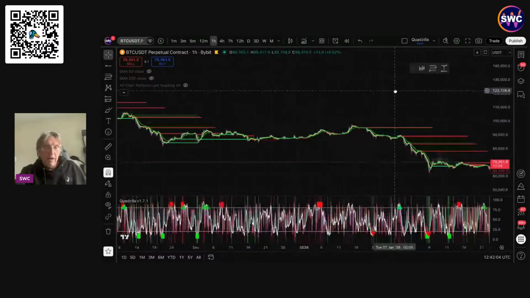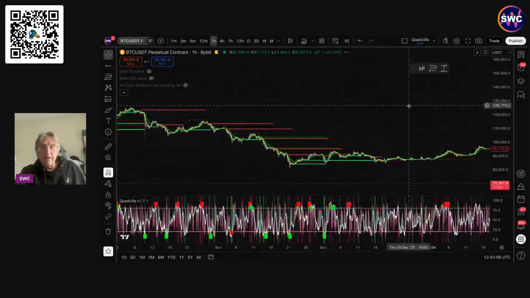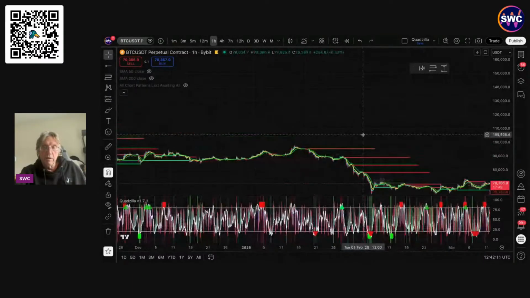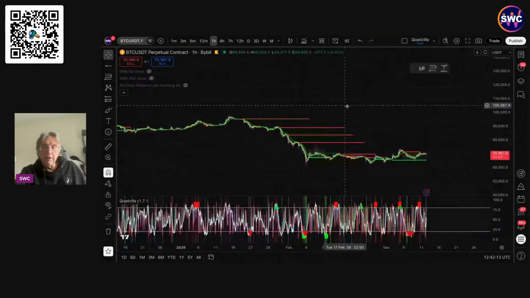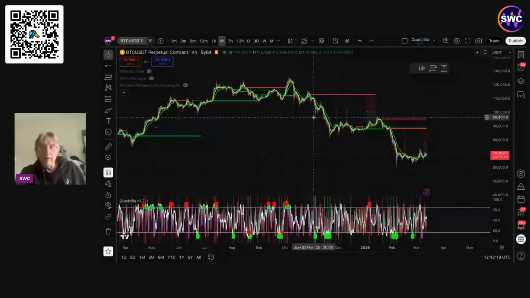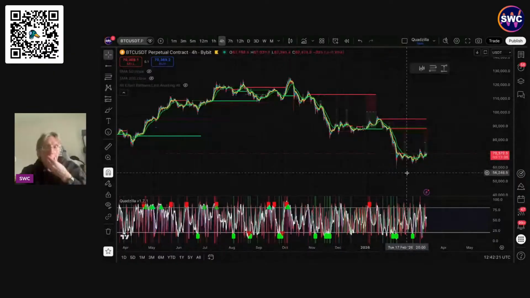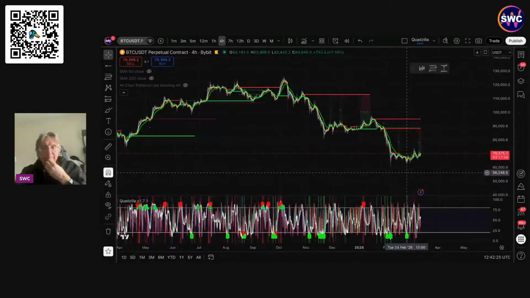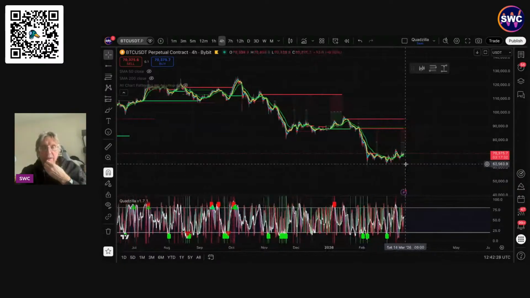So yeah, you can see as the price has been coming down, it's been leaving lots of these bearish retracements behind. So that to me just looks like it's going to go back up. This is a 4-hour. But the thing is, is it going to go back up just yet? I don't honestly know, to be honest.